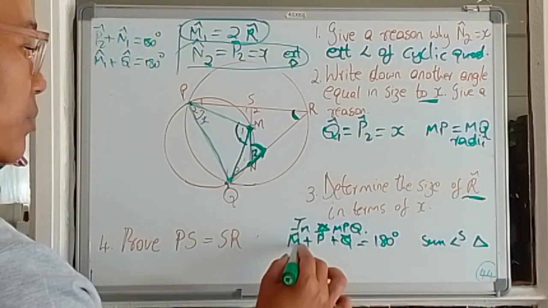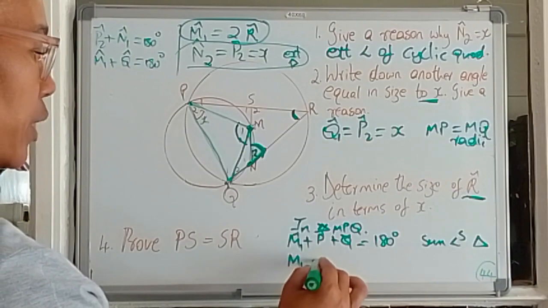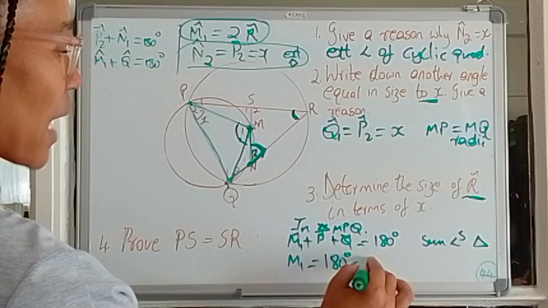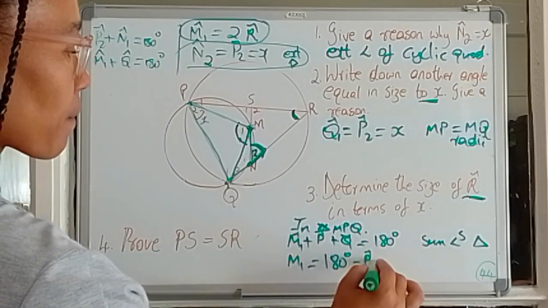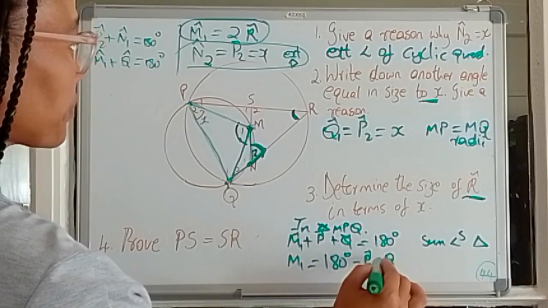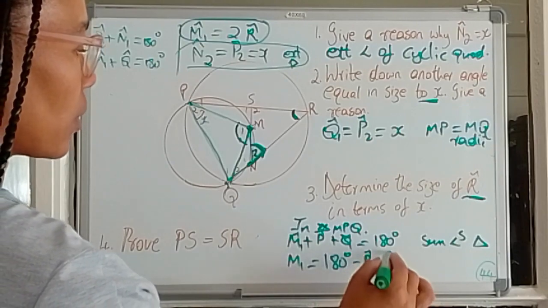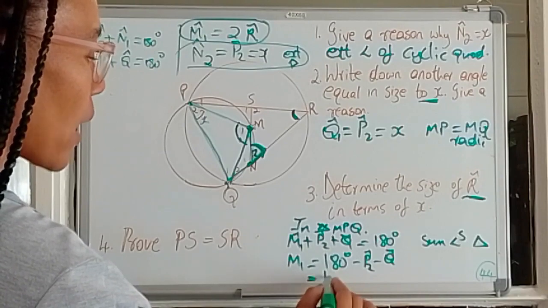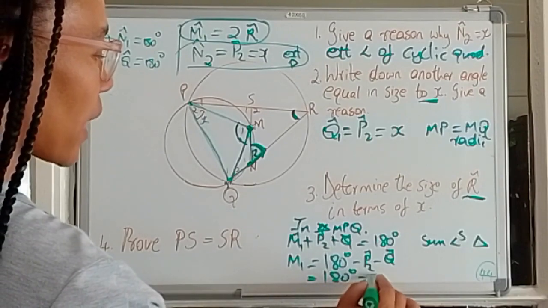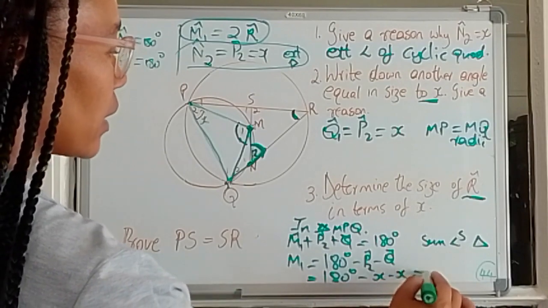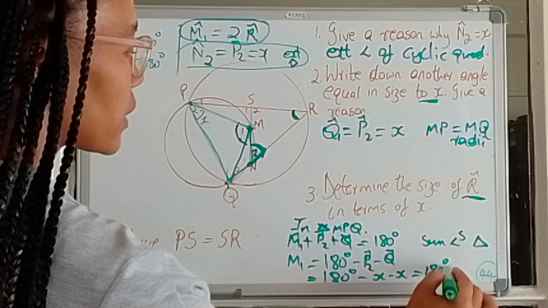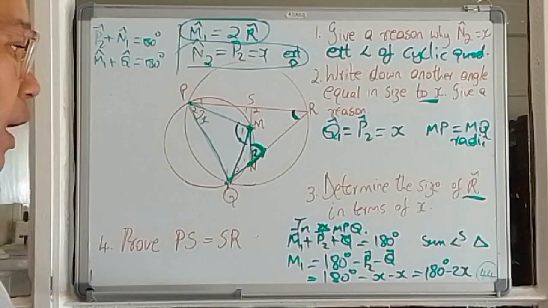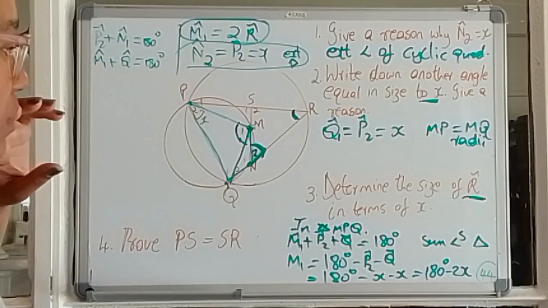Alright, so that means M1 will be equal to 180 degrees minus P minus Q. So that was P2 minus Q, which is equal to 180 degrees minus X minus X. This is 180 minus 2X. So we found M1, which is 180 minus 2X.